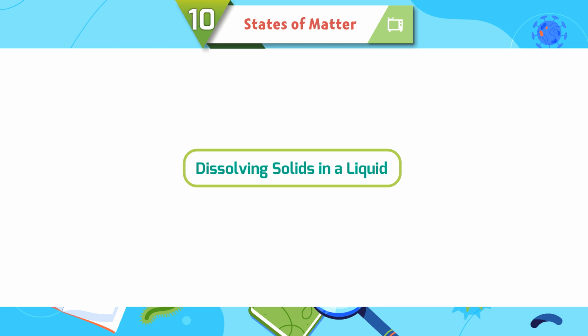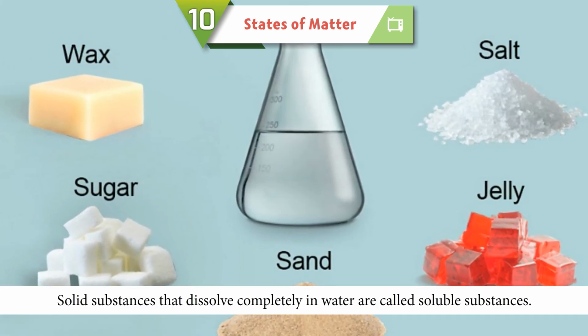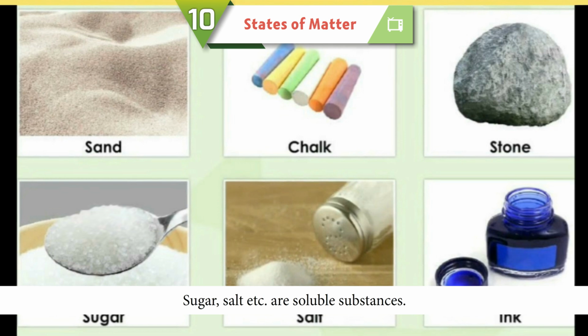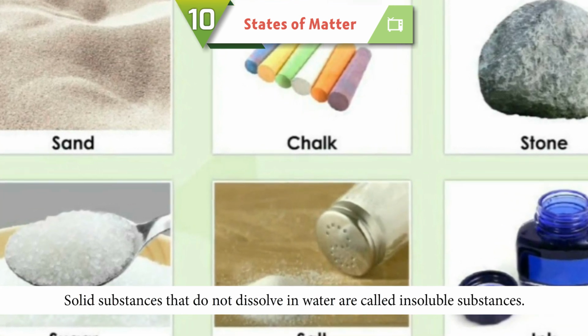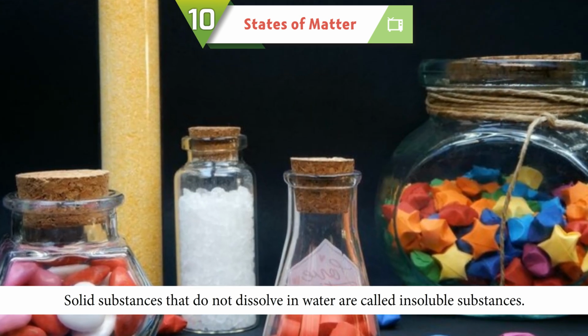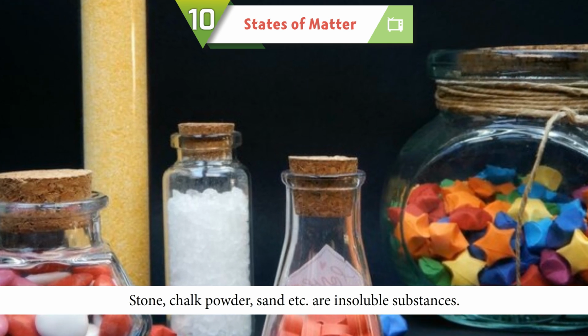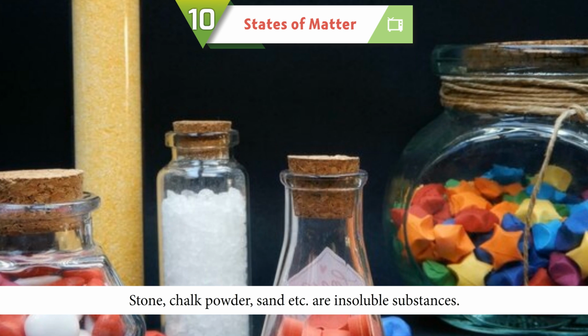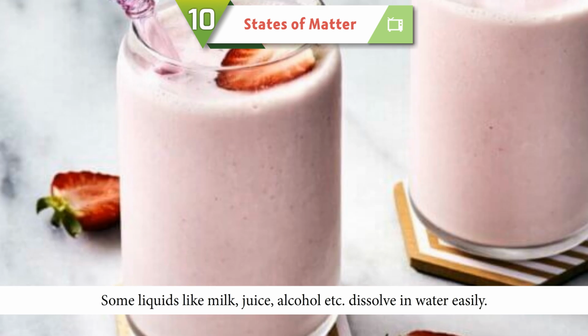Dissolving solids in a liquid. Solid substances that dissolve completely in water are called soluble substances. Sugar, salt, etc. are soluble substances. Solid substances that do not dissolve in water are called insoluble substances. Stone, chalk powder, sand, etc. are insoluble substances.